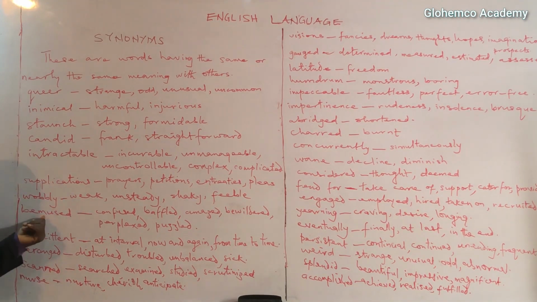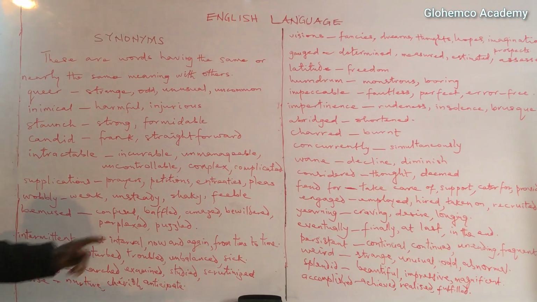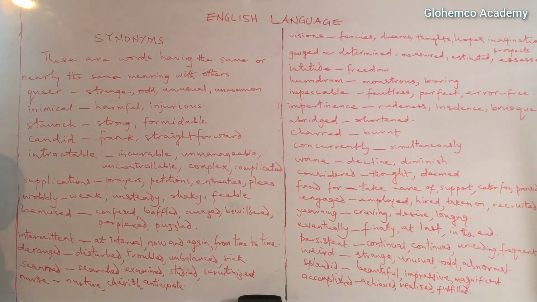Alright, we have bemused. To be bemused means to be confused, baffled, amazed, bewildered, perplexed, puzzled. So we have those words as the synonyms of bemused. Then we have intermittent. Intermittent means at intervals, now and again, from time to time. Something that is not regular.